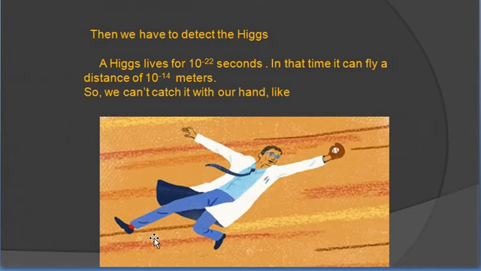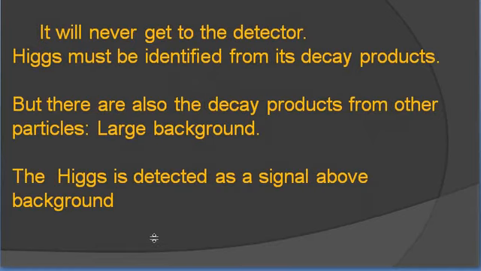After producing the Higgs boson, we have to detect it. We cannot catch the Higgs boson by our hand because it lives for 10 to the power minus 22 seconds, and at most it can travel a distance of 10 to the power minus 14 meters. So it will never reach the detector. So the Higgs must be identified from its decay products.